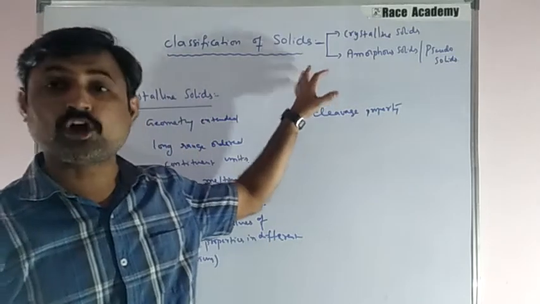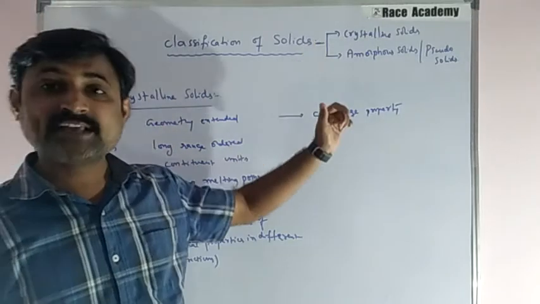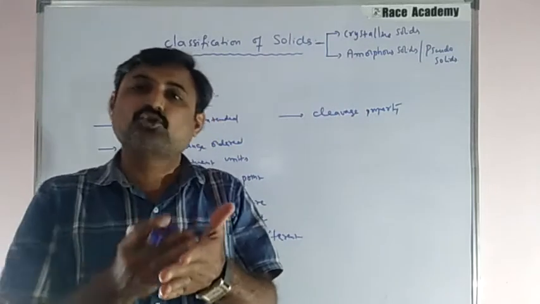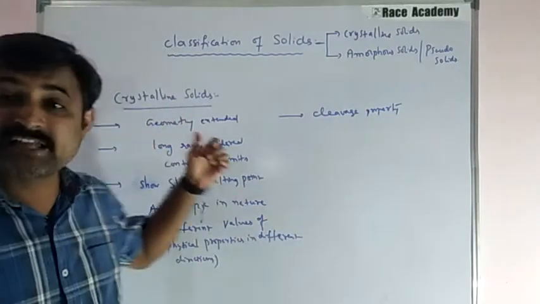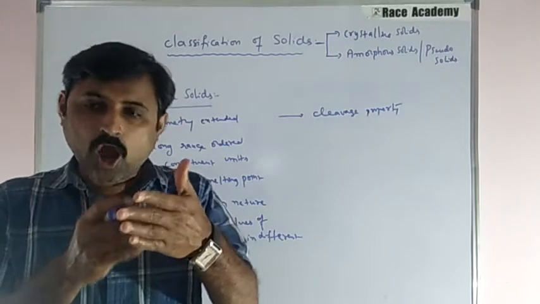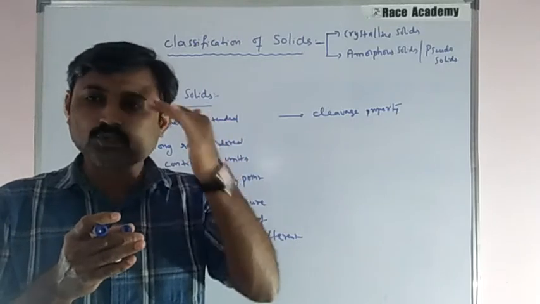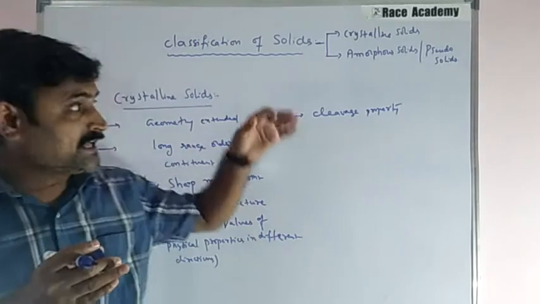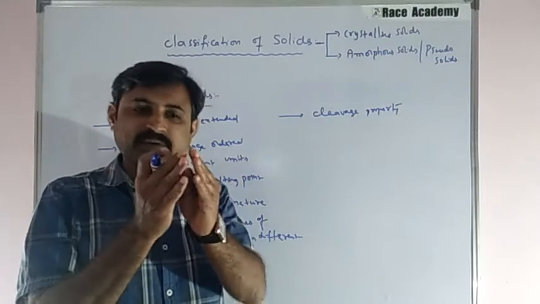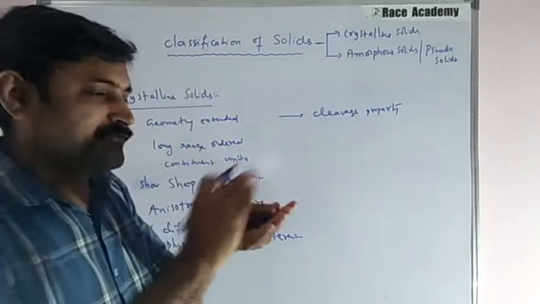Now in the case of solids, cleavage is a property that is noticed differently for crystalline solids and amorphous solids. That means when you cut a solid, particularly a crystalline solid, with a sharp edged tool, what will happen? Crystalline solids will give two pieces. Cleavage means breaking into two pieces with planar surfaces.